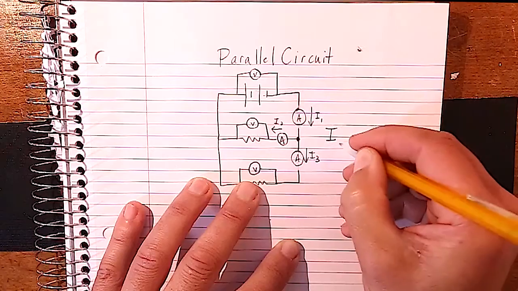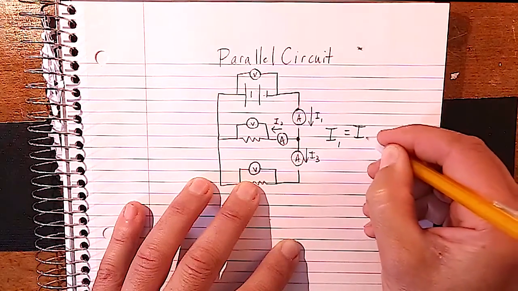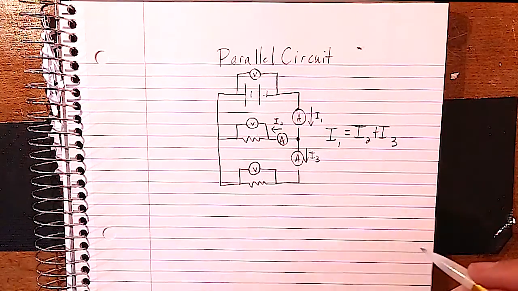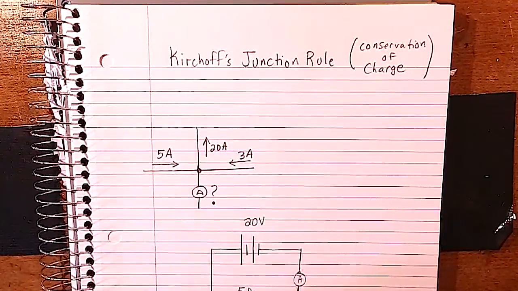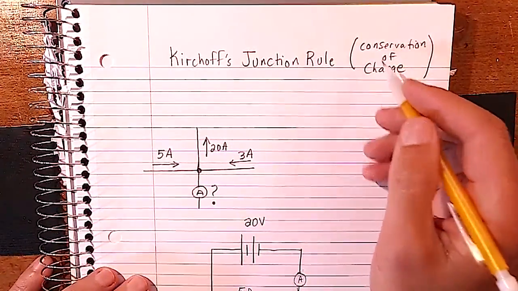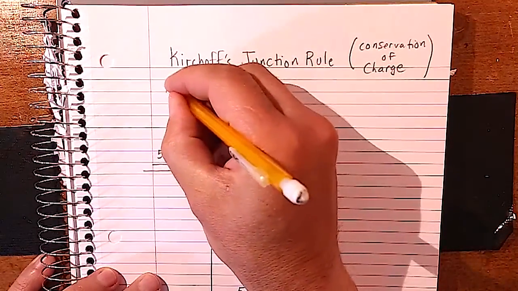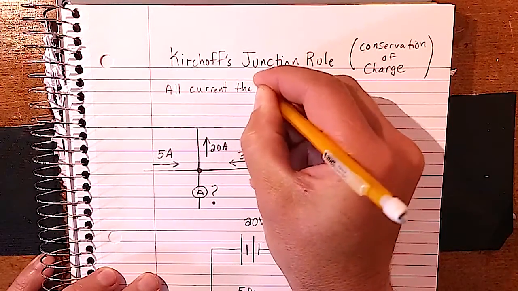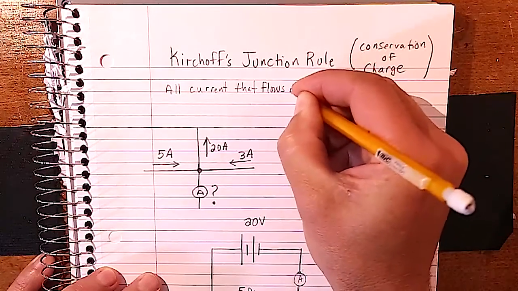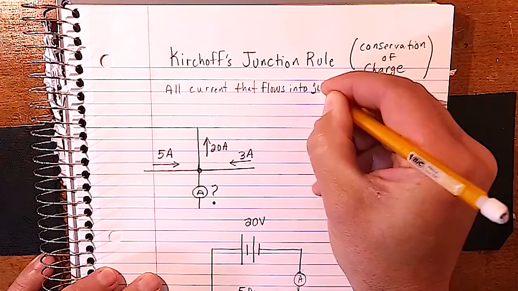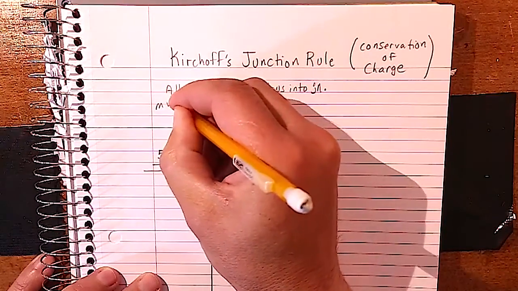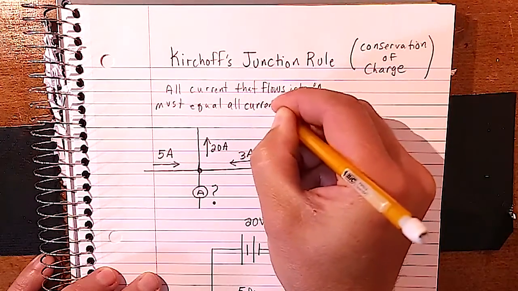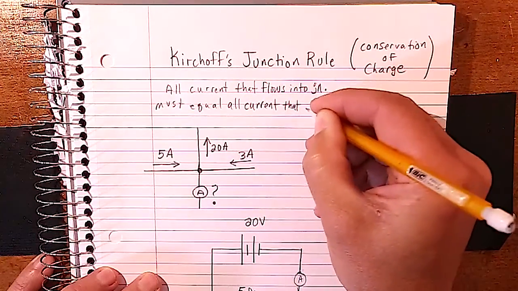So what would I1 equal? Well, that would be the sum of I2 plus I3, or we could say the sum of the readings in the ammeters. Kirchhoff's junction rule is actually pretty straightforward. It's the idea of conservation of charge. And what it says is that all the current that flows into a junction, and that's the key word here, into the junction, must equal all of the current that flows out of the junction.